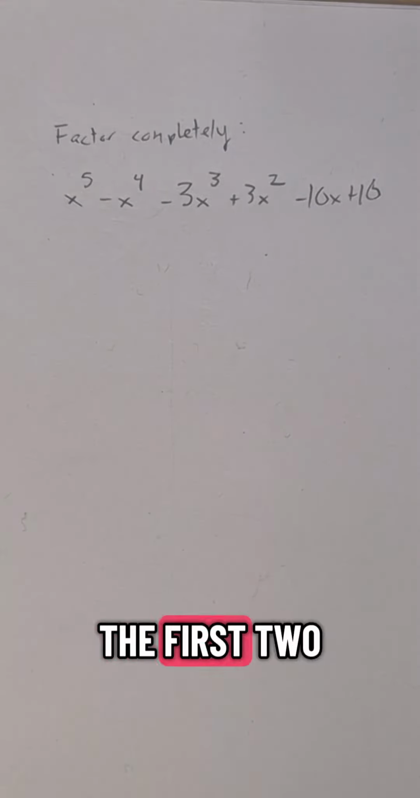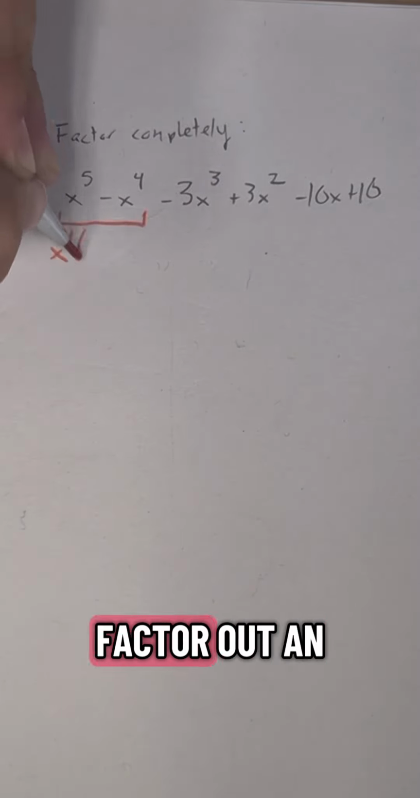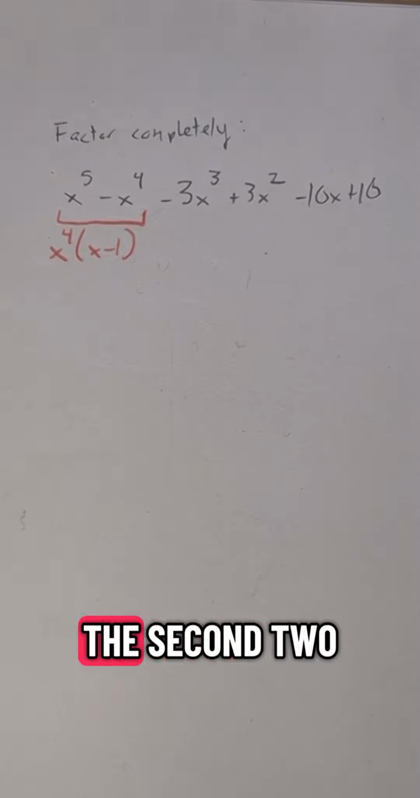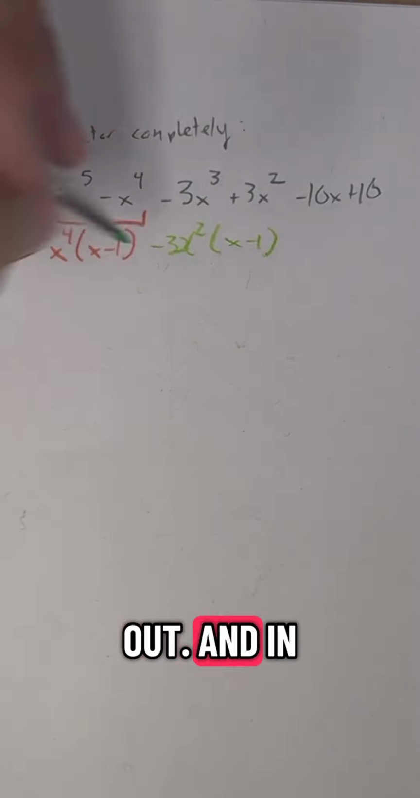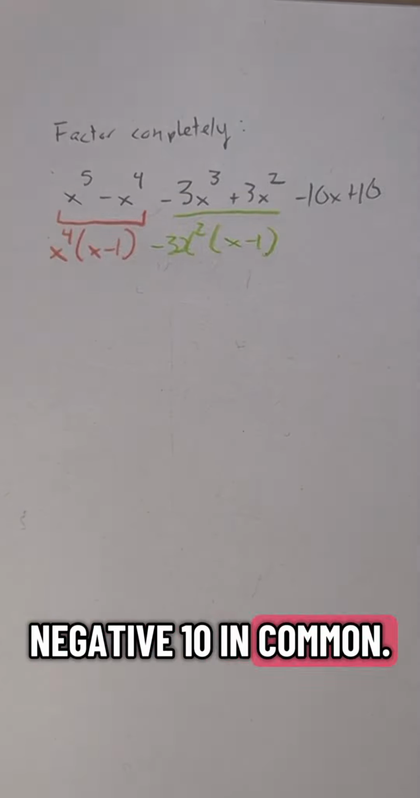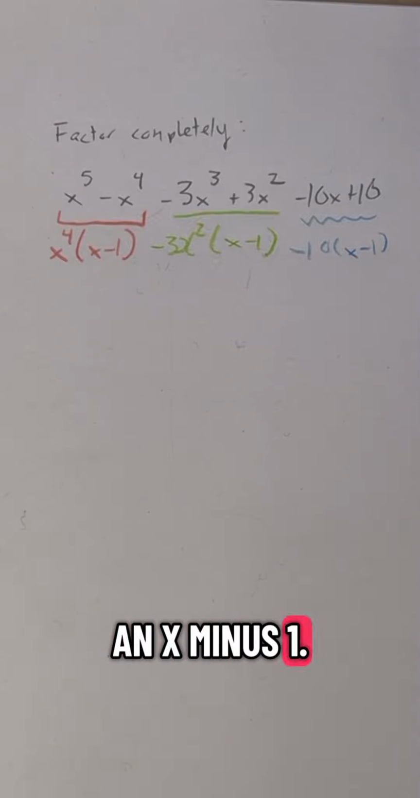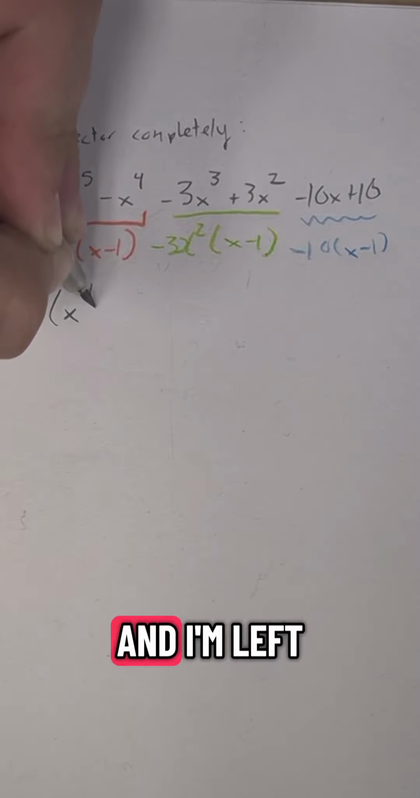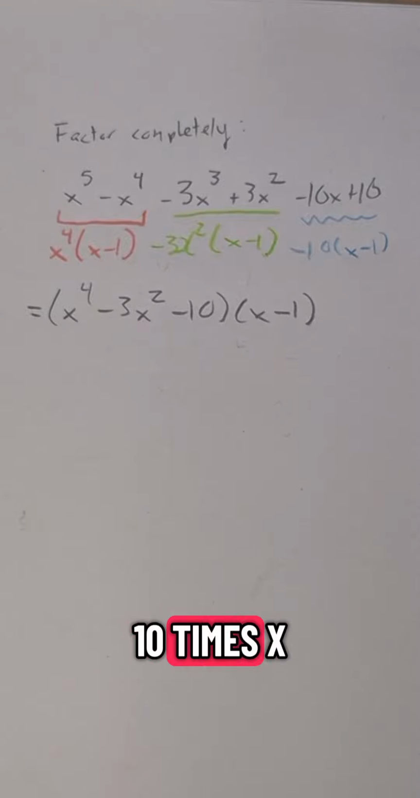Notice here that the first two terms both have an x to the fourth in common, so I can factor out an x to the fourth. The second two terms have a negative 3x squared in common. I factor that out. And in the last two terms, they have a negative 10 in common. I can factor that out. And then what's left behind in all three of those cases is an x minus 1. So that means I can factor an x minus 1, and I'm left behind x to the fourth minus 3x squared minus 10 times x minus 1.